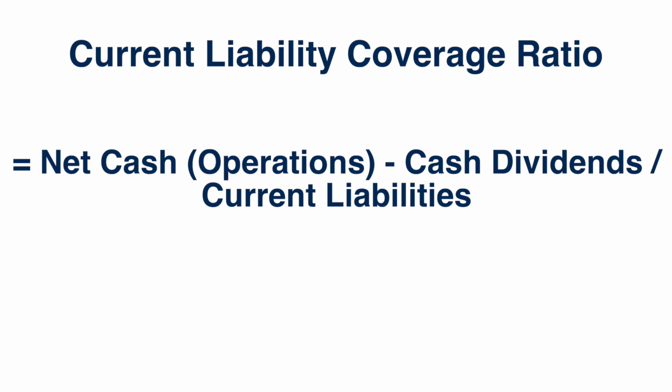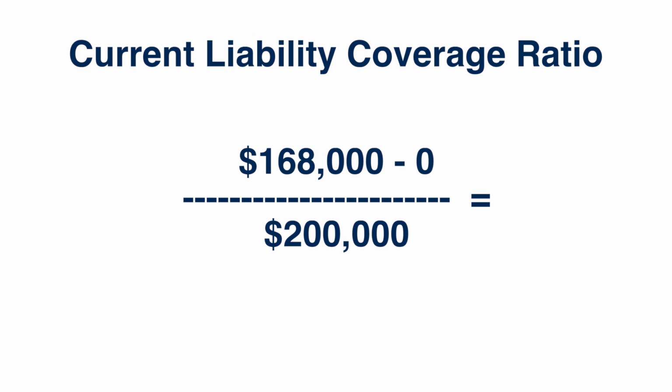Current liability coverage ratio equals the net cash from operating activities minus cash dividends divided by average current liabilities. And from our example, the net cash from operating activities is $168,000. But since we don't have any dividends that we pay, this will be zero. We'll still take the $168,000 divided by $200,000, which comes to 0.84. A ratio of less than 1, like this example, is one where a business is suffering a liquidity crisis.